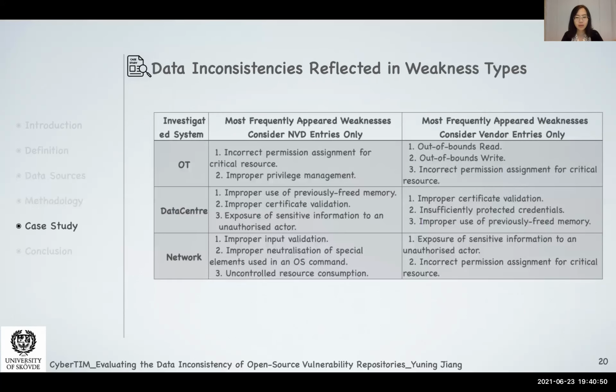We then correlated the extracted vulnerabilities with weakness enumerations, or CWE, to explore the weaknesses of each investigated system. The top 3 weaknesses with the highest occurrence frequencies are changed or revised in ranking when considering different data sources. For example, the most frequently appearing weakness of the network system is improper input validation when considering only NVD entries, which changes to exposure of sensitive information to an unauthorized actor when considering only vendor entries.